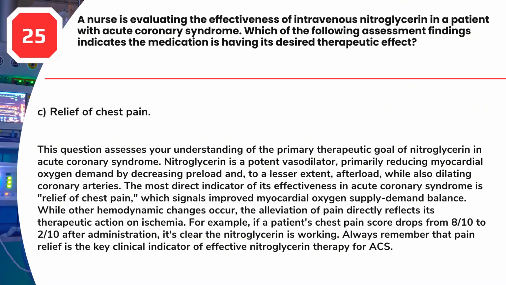While other hemodynamic changes occur, the alleviation of pain directly reflects its therapeutic action on ischemia. For example, if a patient's chest pain score drops from 8 out of 10 to 2 out of 10 after administration, it's clear the nitroglycerin is working. Always remember that pain relief is the key clinical indicator of effective nitroglycerin therapy for ACS.